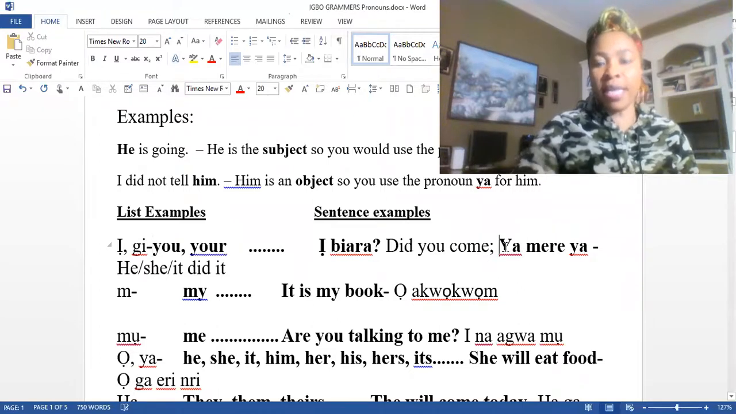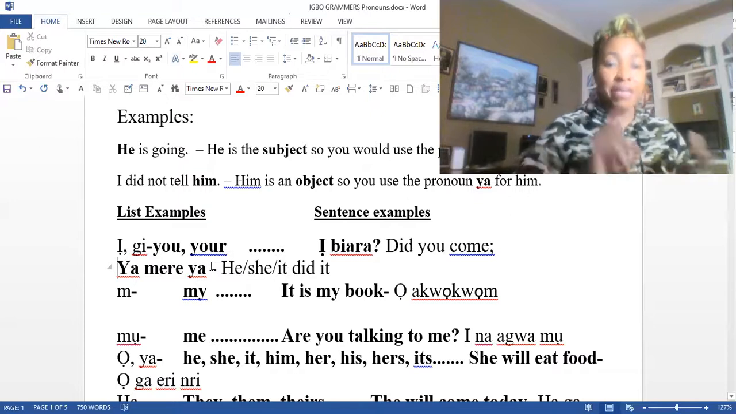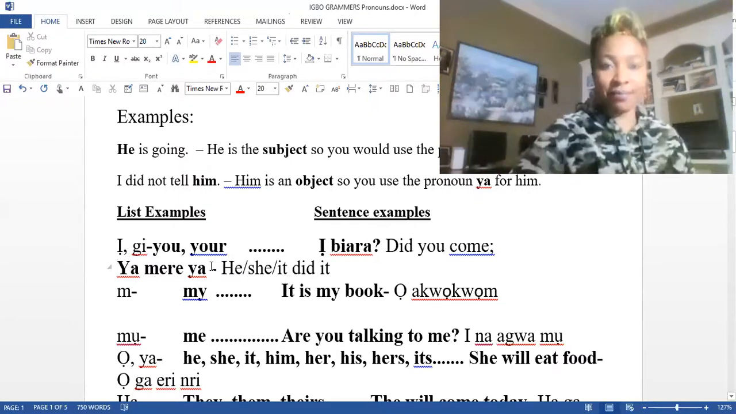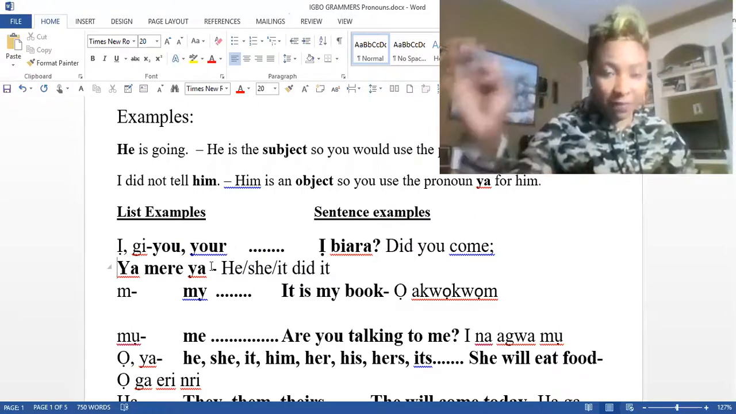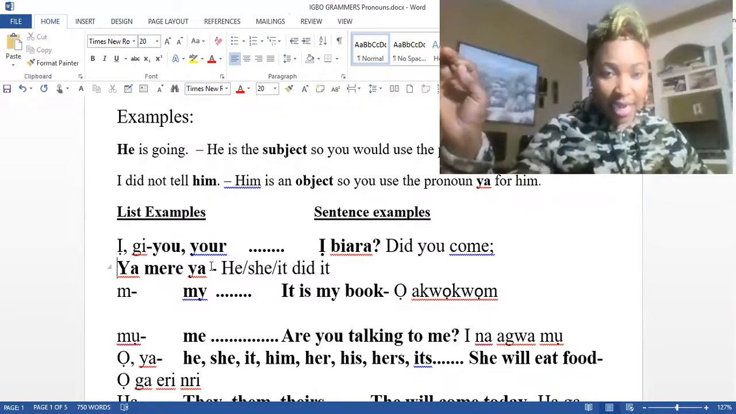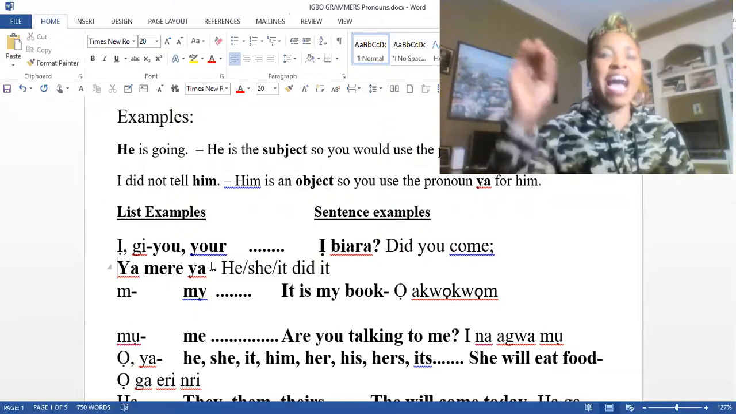Now, when you say here, ya mere ya, it means he, she, it, did it. So this is one of them we said it does not specify. It's not specific. It's not gender specific, okay? He, she, it. Ya mere ya.